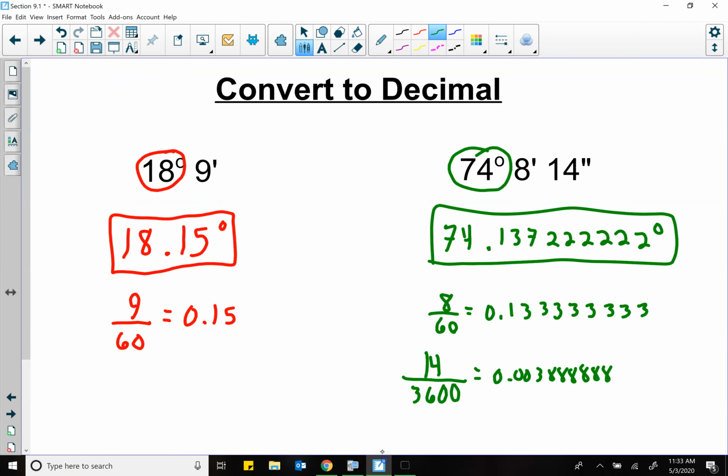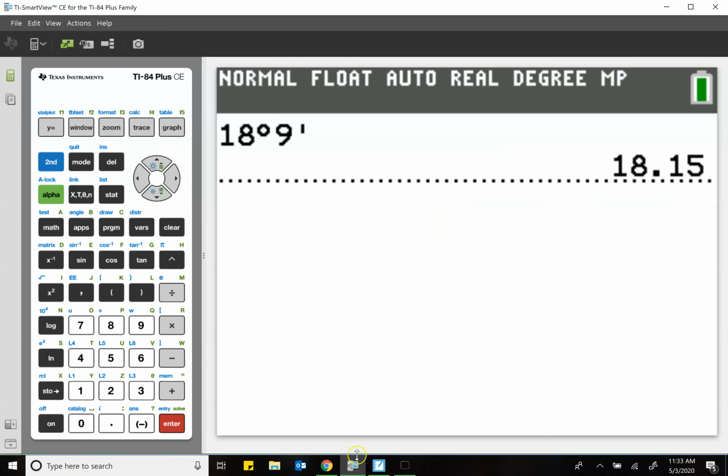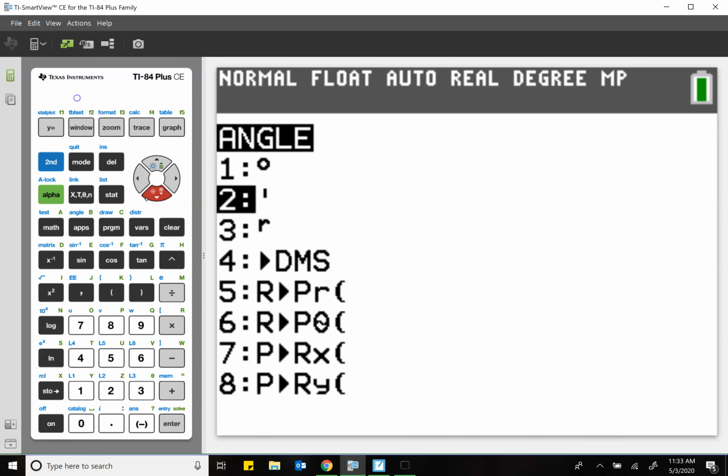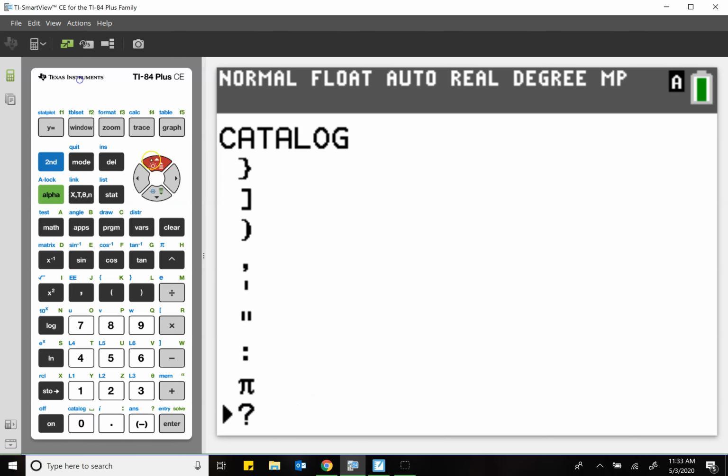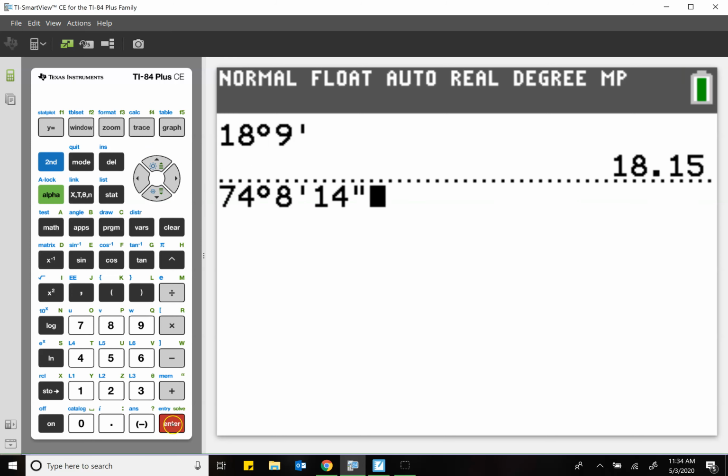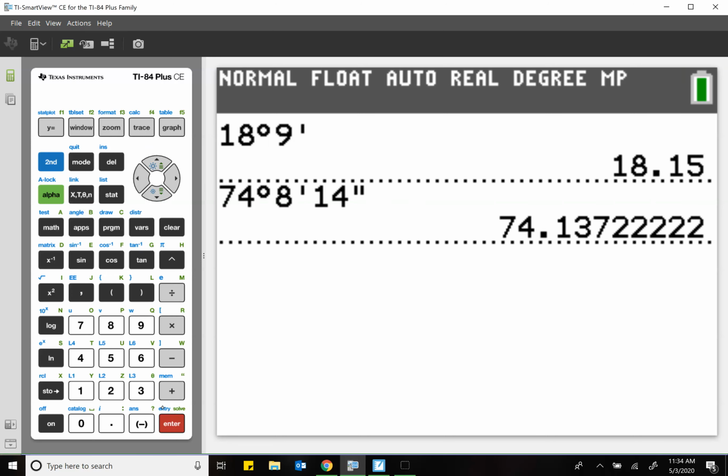So go ahead and try putting this one into your calculator. The 74 degrees, 8 minutes, 14 seconds. And go. Okay. So you come over here, hit 74, second apps, degrees, 8, second apps for the minutes. And then I've shown you where the seconds is, so you hit 14, second 0 for the catalog. Scroll up, and there's the seconds. Hit enter one more time, and there's that beautiful decimal that we came up with.